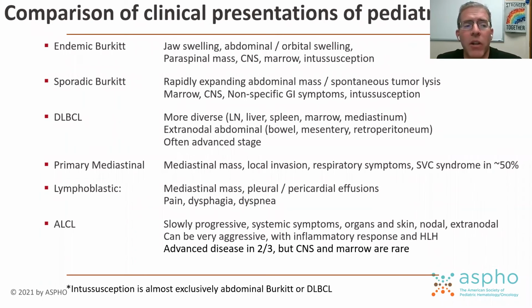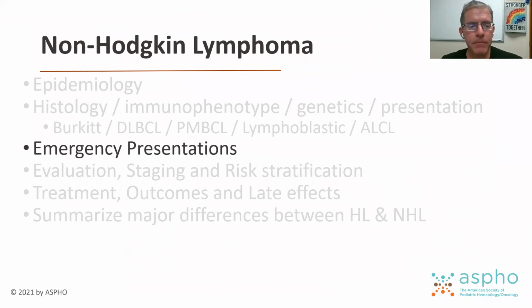This is a study slide which compares the clinical presentations of the different types of pediatric non-Hodgkin lymphoma. It's important to know there's a star here. Two things. One is mature T cell lymphoma almost never presents with abdominal involvement. And then intussusception, as a presentation, is almost exclusively abdominal Burkitt or large B-cell lymphoma. Any teenager with intussusception warrants a workup for lymphoma. It's lymphoma until proven otherwise.